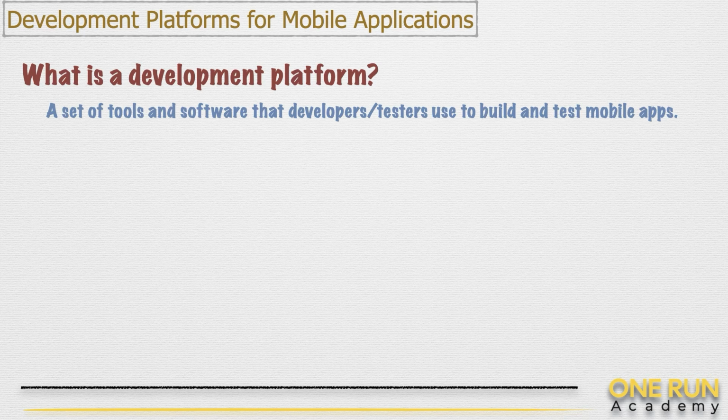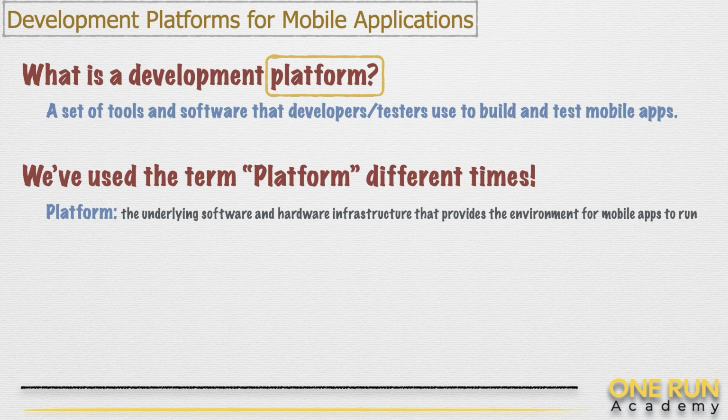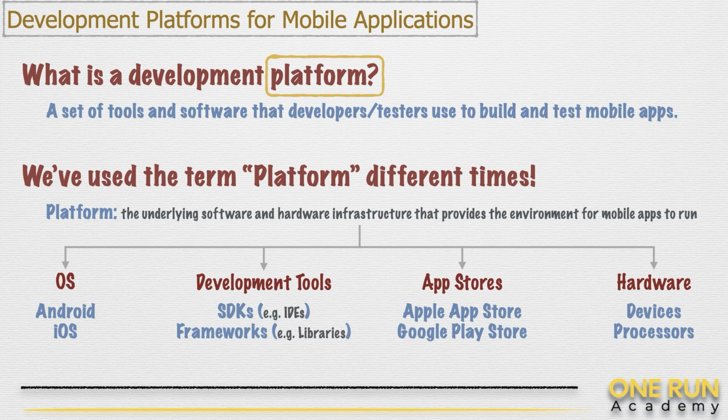Now, let's focus on the word platform. I believe we have actually come across this term multiple times in different contexts. But here it refers to something very specific. Platform is the underlying software and hardware infrastructure that provide the environment for mobile applications to run. It's what allows your mobile app to function in the real world. This word, platform, has four main components that shape it. So let's take a quick look at them.